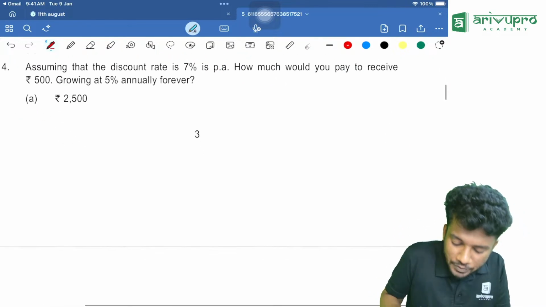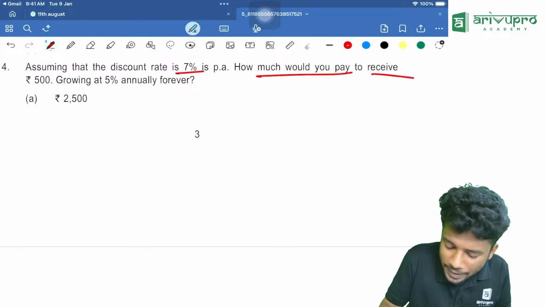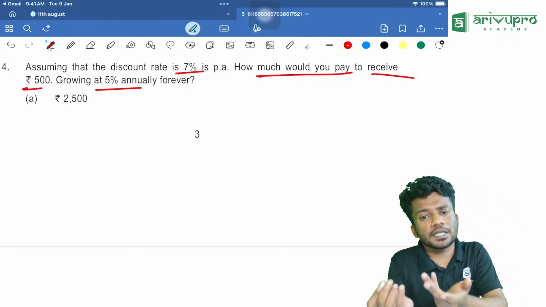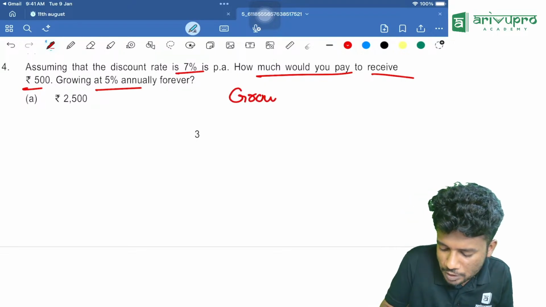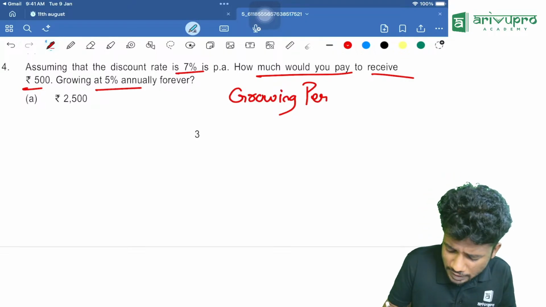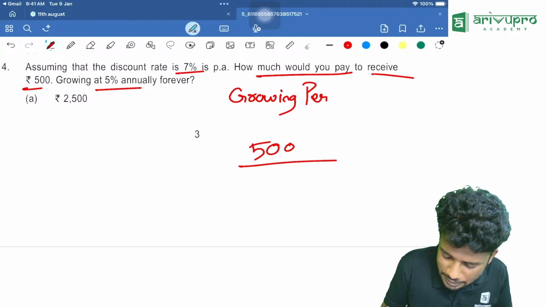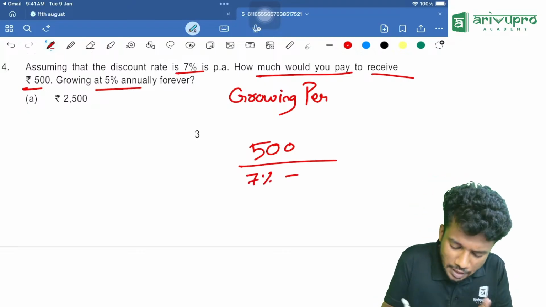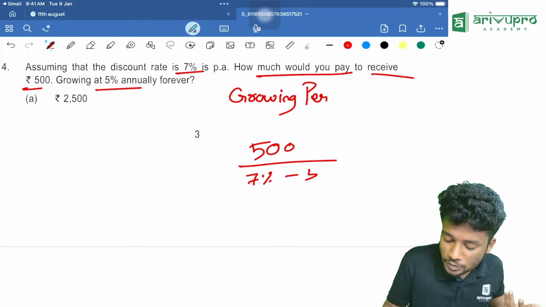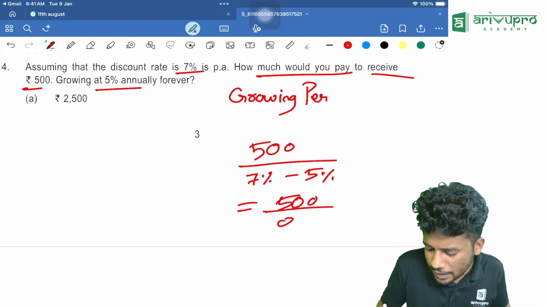Yes. Next one. Assuming that the discount rate is 7%, how much would you pay to receive 500 growing at 5% annually forever? It is a question based on growing perpetuity, right? Now how to find this? It is very easy. 500 divided by discount rate minus growth rate, that is 7% minus 5%, which is equal to 500 divided by 2%.